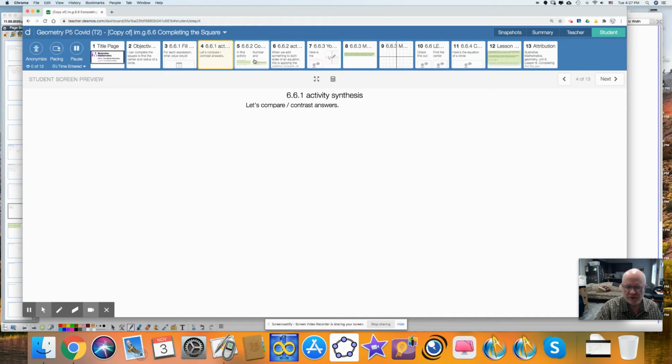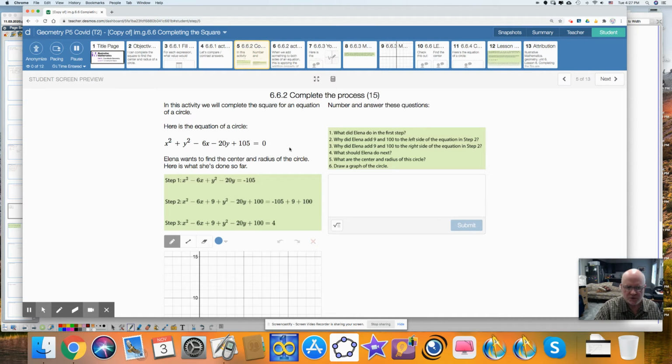We compared each other's answers and talked about them. Then we went to this exercise. In this activity, we are going to complete the square for the equation of a circle. Here's the original equation. This is the equation of a circle. It doesn't look like the familiar form that we like to use. The idea is to rewrite it in that form by completing the square. This is what Elena did. First of all, she did this step, then she did this one, and then she did this one.